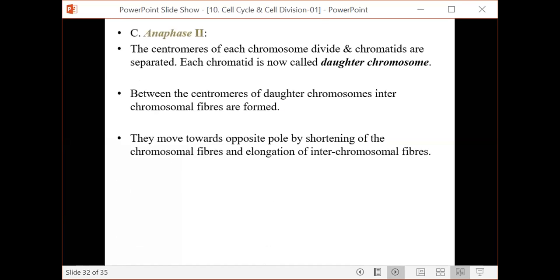So they move towards the pole by shortening the fibers, the interchromosomal fibers that are there. Now, before we go to telophase 2, what is happening here?